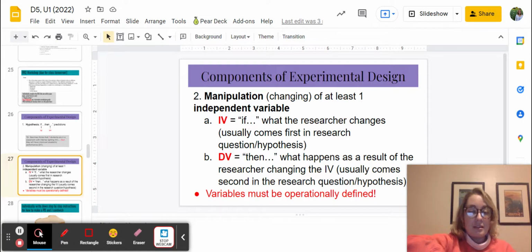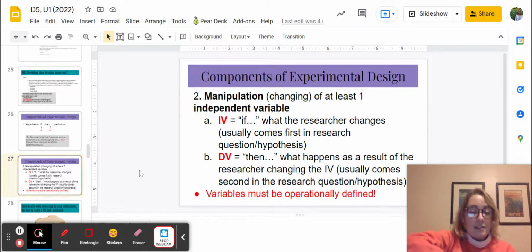In this case, you are changing the independent variable of lighting, right? Some people are getting chill low light, and then other people are getting the intense fluorescent overhead lighting. So the independent variable is the if, it's what the researcher changes, and then the dependent variable is the then, just like I said. So if you can point out that there's manipulation of a variable in which an independent variable is being changed, then you are good to go in saying that this is a real deal experiment.